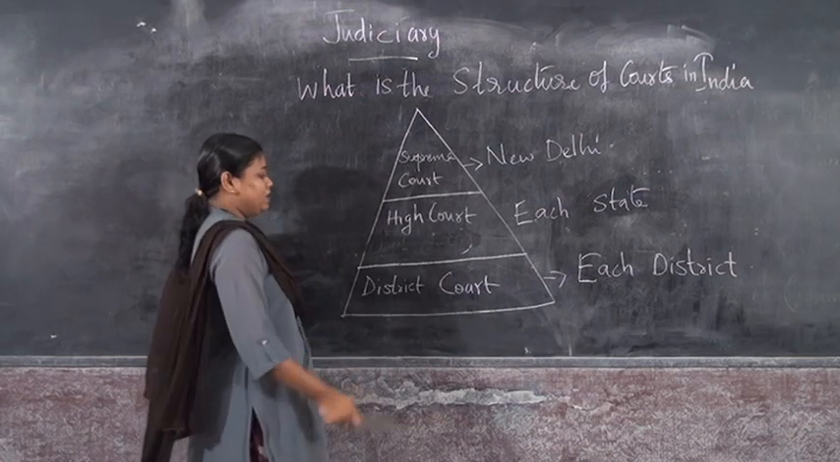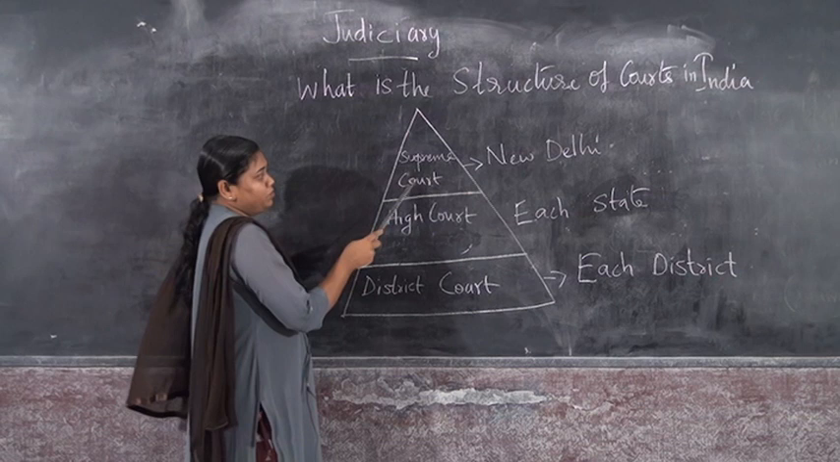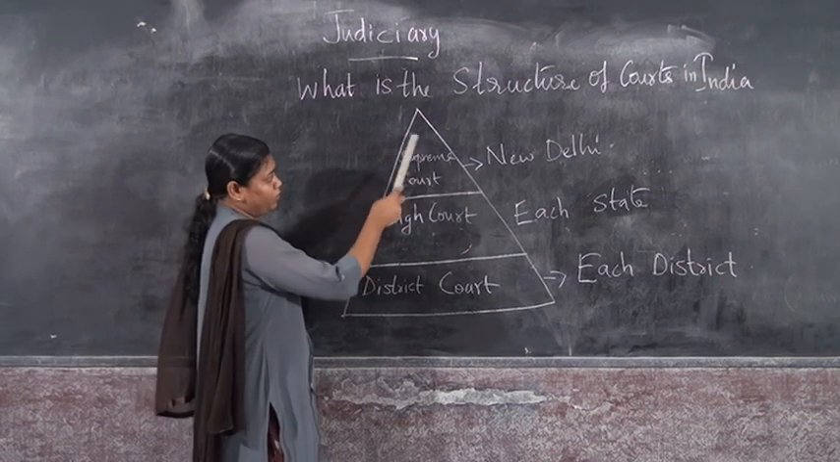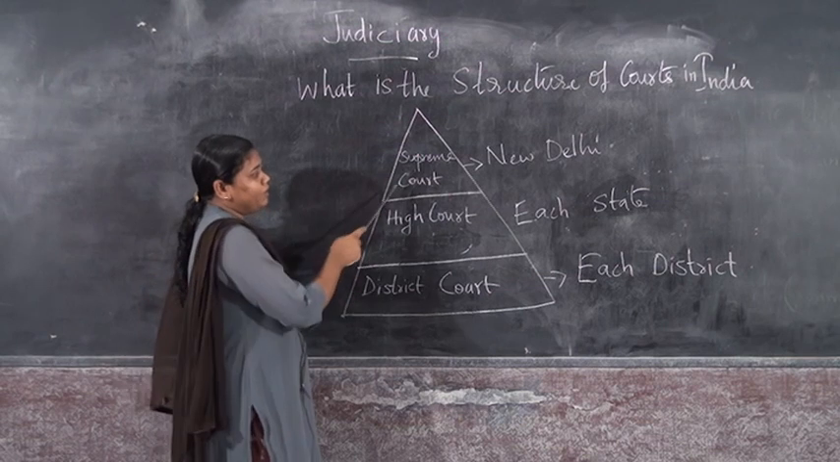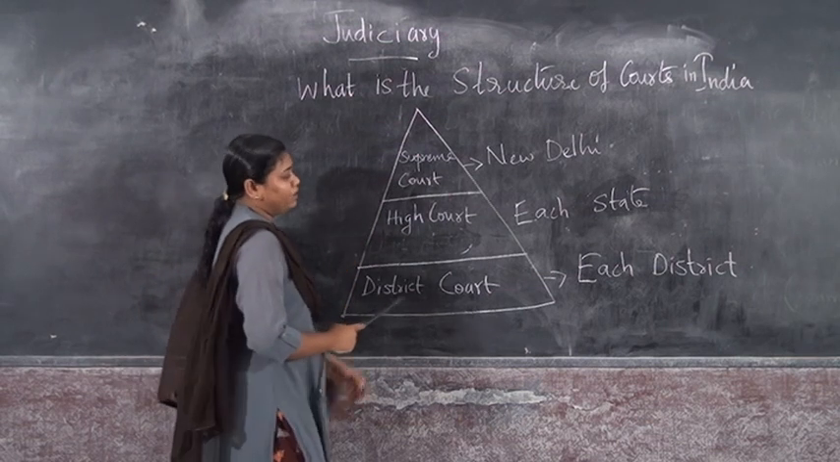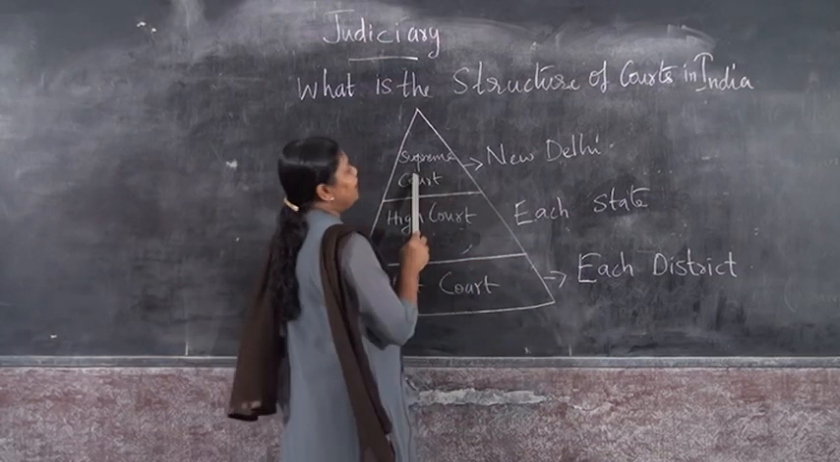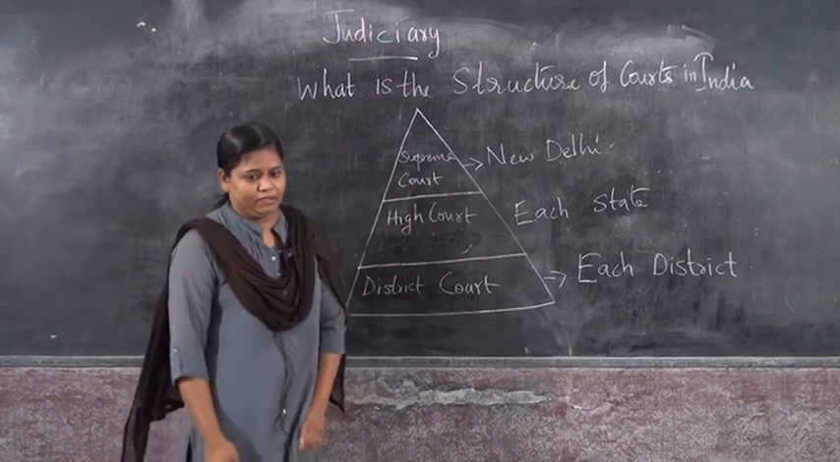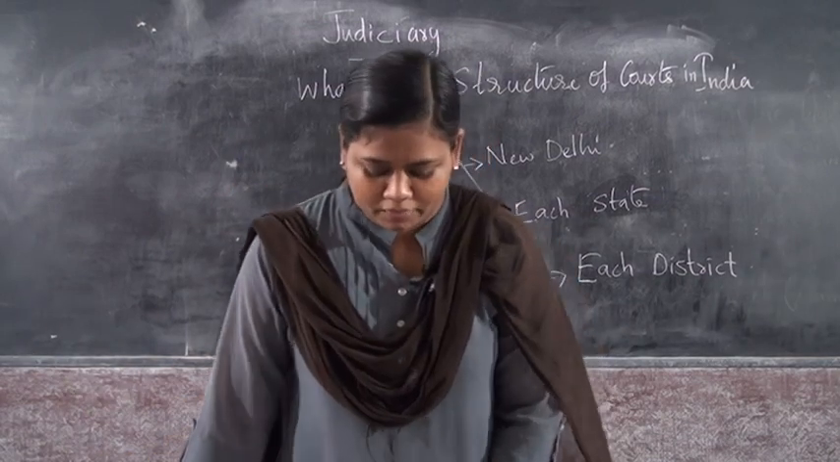New Delhi. So from lower to higher level, the supreme court is the final court. District court, high court and supreme court. District court in each district, high court in each state and supreme court in New Delhi. This is the structure of Indian courts.